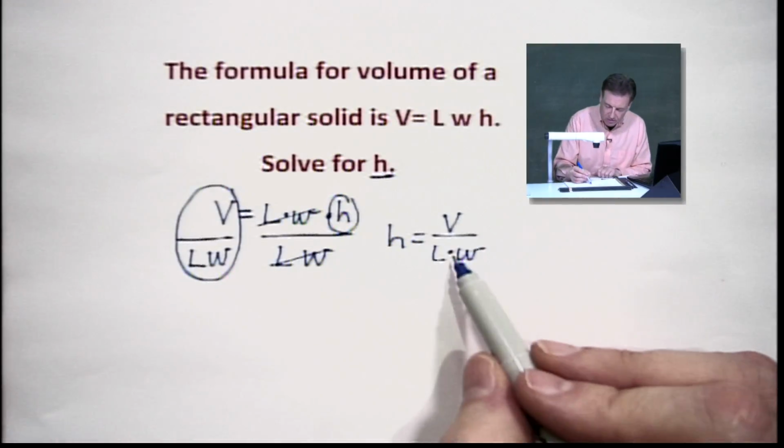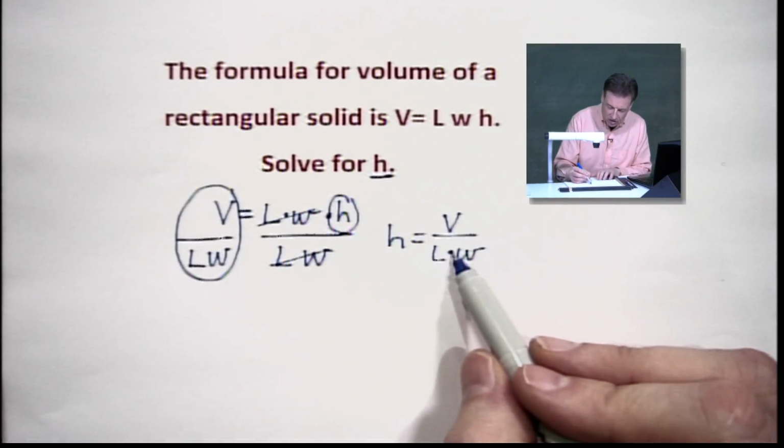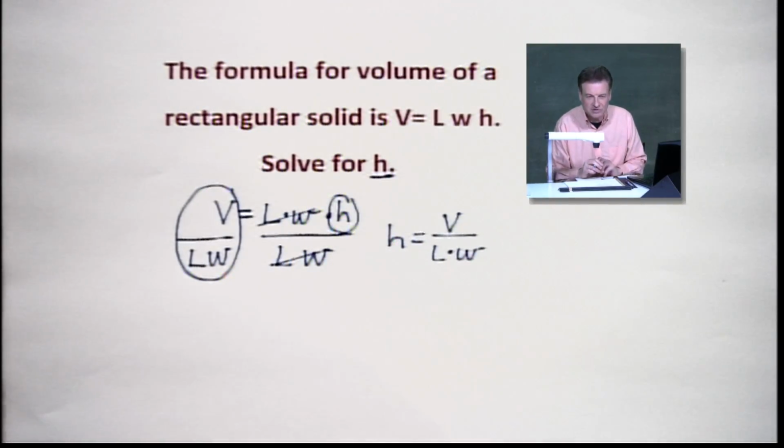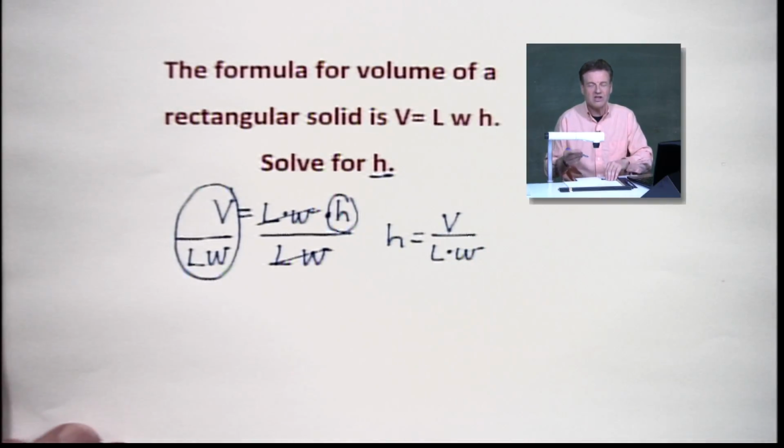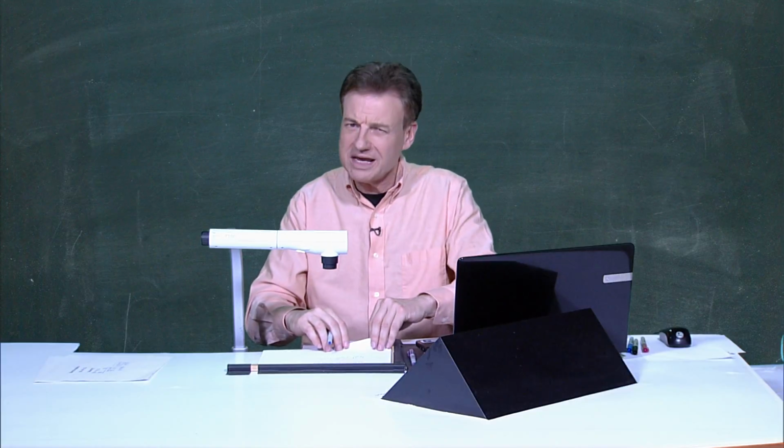And by the way, you could have put just over LW. I put the times sign in there. Sometimes I like to do that for emphasis. But it's the product, and then you would divide that into the volume. How easy is this? Pretty easy, isn't it?